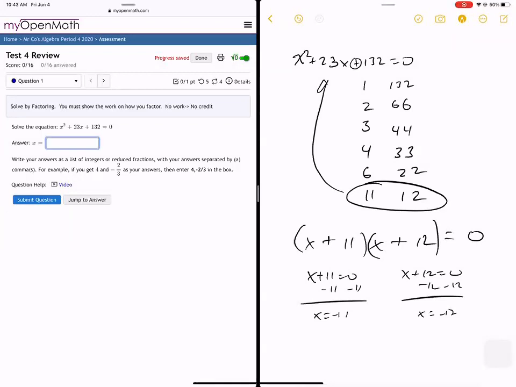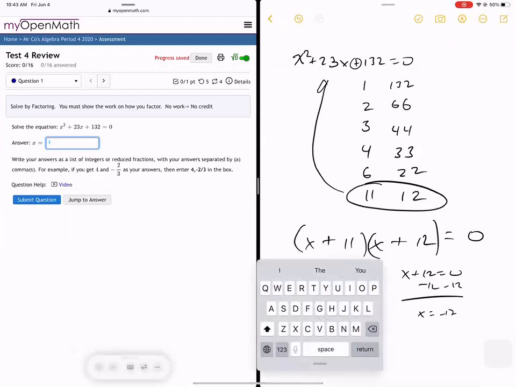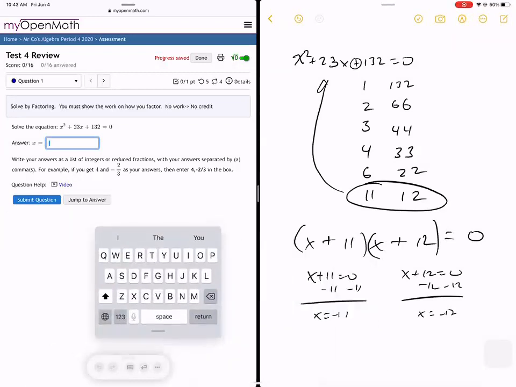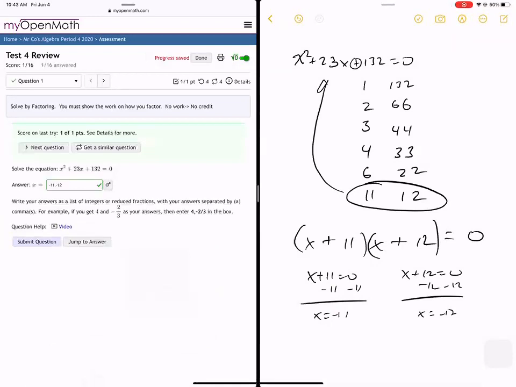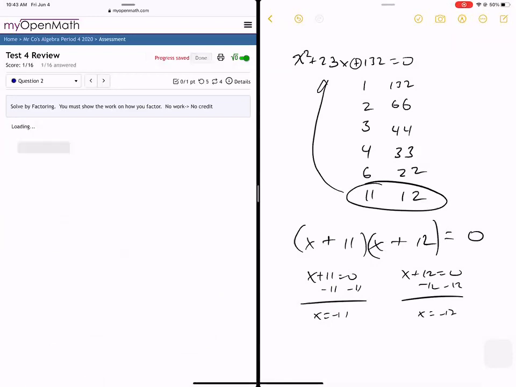So we're going to type here, my answers are going to be negative 11, and then we're going to hit comma and negative 12. Good job. All right, next question.